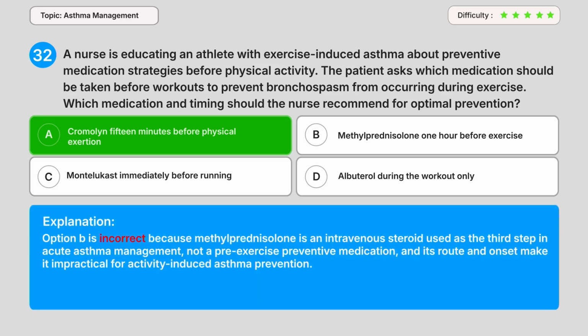Option B is incorrect because methylprednisolone is a steroid used as the third step in acute asthma management, not a pre-exercise preventive medication, and its route and onset make it impractical for activity-induced asthma prevention.